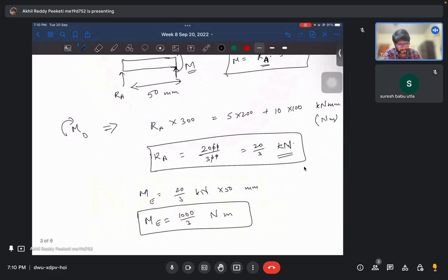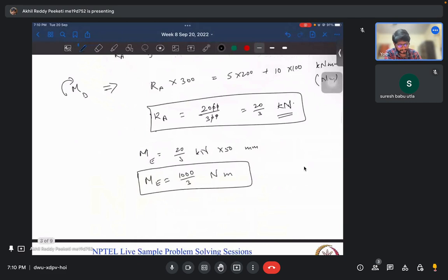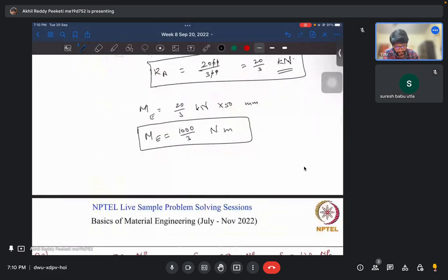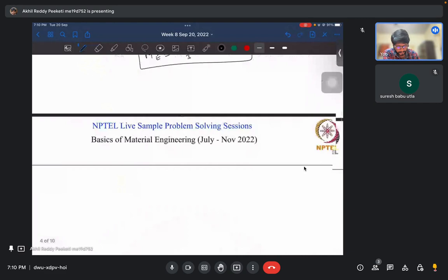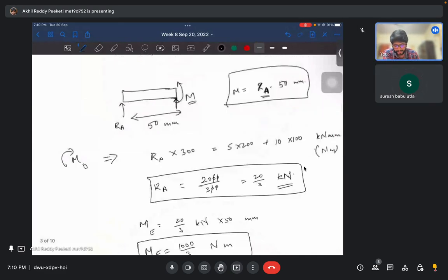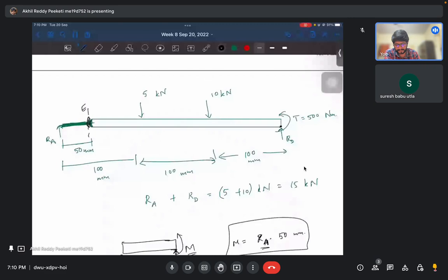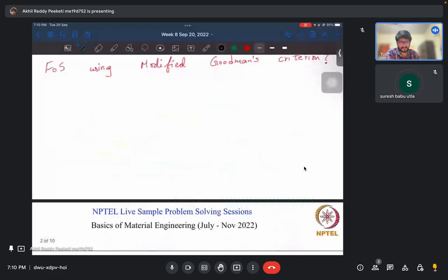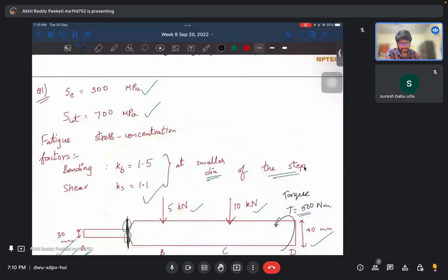Now what will be the bending stress if you know the moment in a shaft? It is 32 M by pi d cube. So is this clear? Point E I am putting at the smaller end of the shaft step. This I am denoting as E for our convenience. So that is the point at which we have to estimate the factor of safety.